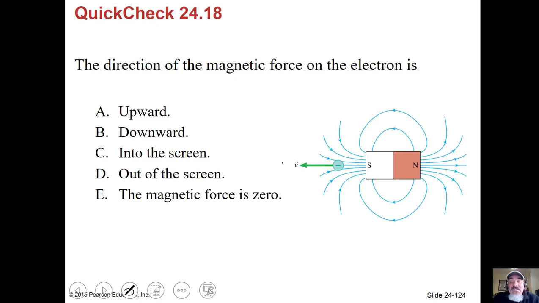So let's take a look at this. The direction of the magnetic force on the electron. Okay, so the electron's moving one way, the magnetic field is exactly the opposite way, so there's 180 degrees between V and B, so there's not going to be any force. Okay, magnetic force is 0 here. There's no part of the velocity that's perpendicular to the magnetic field.